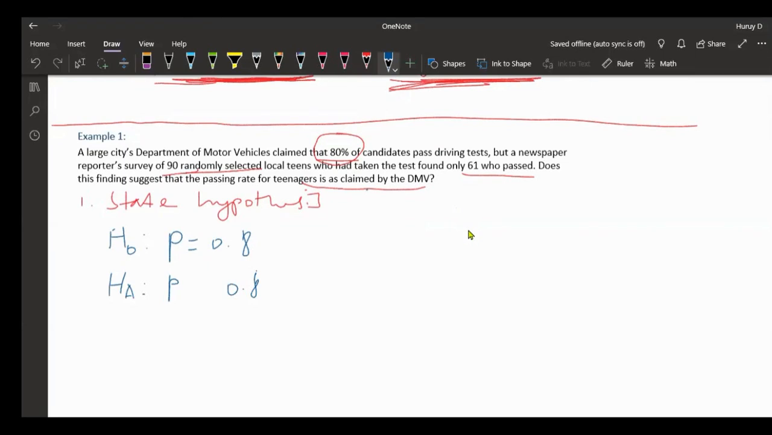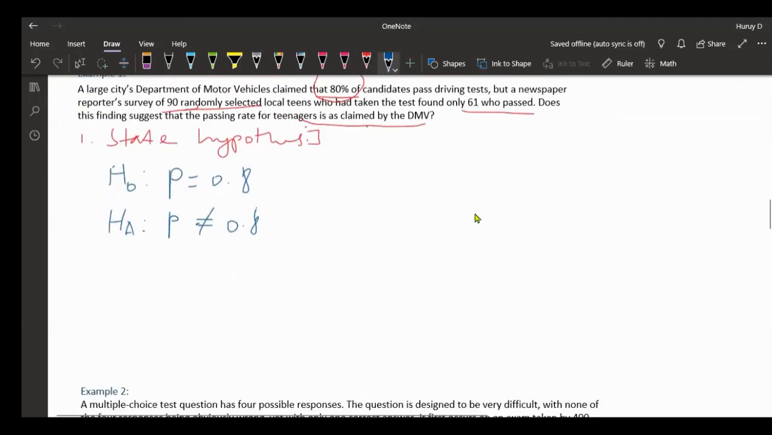So here, there is no indication for me to pick the greater or less than. If you look at the last sentence, the question part, there is no indication. So I cannot choose the greater or less than sign. Therefore, here we use the not equal sign. Therefore, my alternative hypothesis is P not equals 0.8.